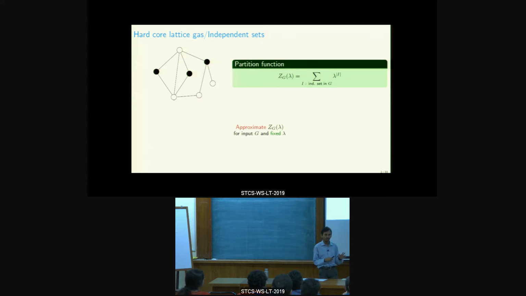No, this is just independent sets, all independent sets. So in particular, the empty set is also there. And if lambda is large, then the maximum independent set has the highest weight. If lambda is bigger than 1, then the maximum independent set has the highest weight. If lambda is less than 1, that's not the case. So we'll see that this matters. How large lambda is matters for how hard or easy these problems are.